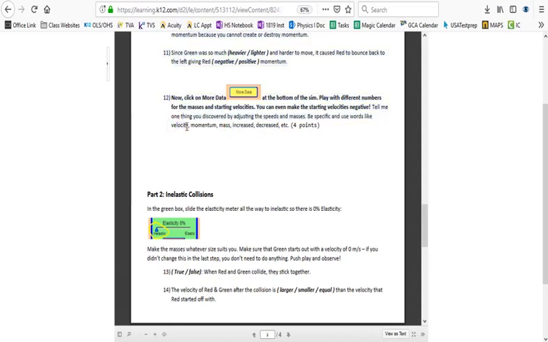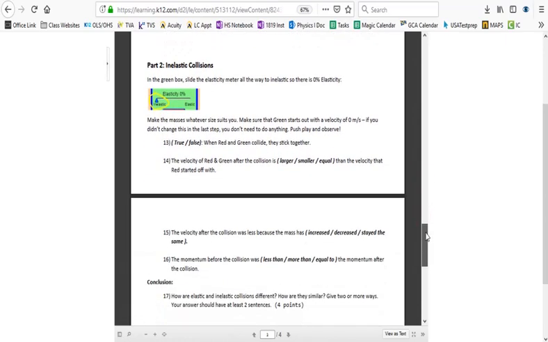Velocity, what happened to it? What happened to the velocity? Did it increase or decrease, right? Momentum, total momentum, change of momentum. So those are 3 cases. Here's part 2, inelastic. So I'm going to switch elastic to inelastic. I have 4 questions this time and then 2 final essays.